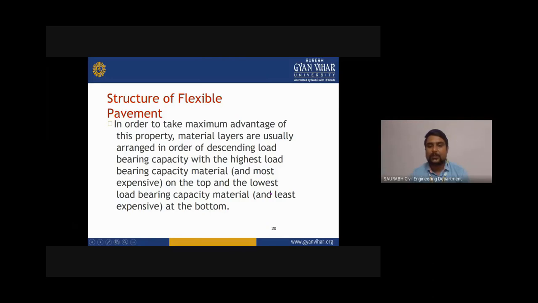In order to take maximum advantage of this property, material layers are usually arranged in order of descending load bearing capacity, with the highest load bearing capacity material on the top and the lowest load bearing capacity material at the bottom.